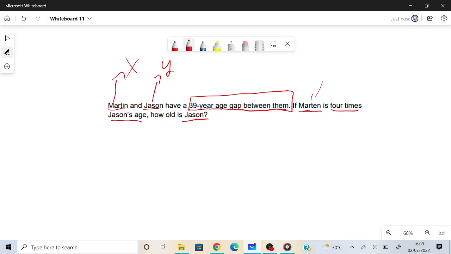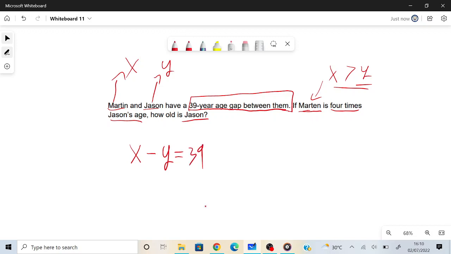We know that Martin is the older one. How do we know Martin is older? Because it said if Martin is 4 times Jason's age. So whatever Jason's age is, you times it by 4 to get Martin's age. So Martin is obviously older. That means now that if they have a 39-year age gap between them, Martin's age, which is X, minus Jason's age, which is y, should give you 39.